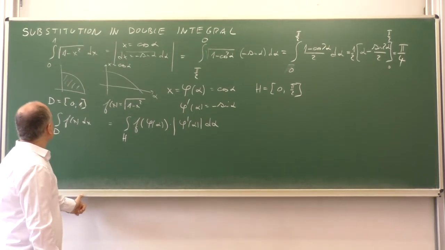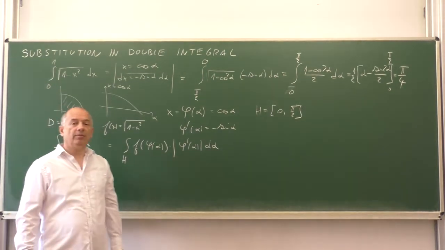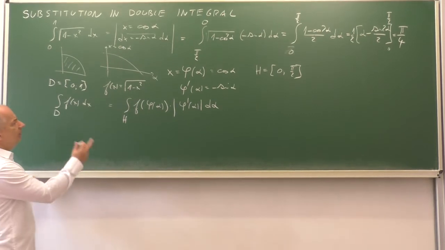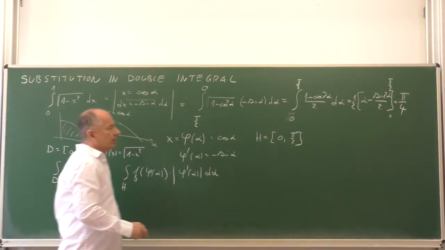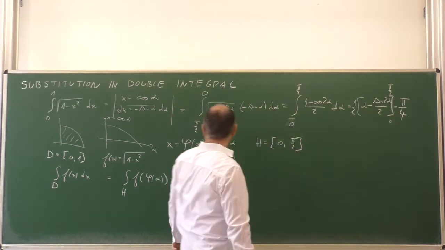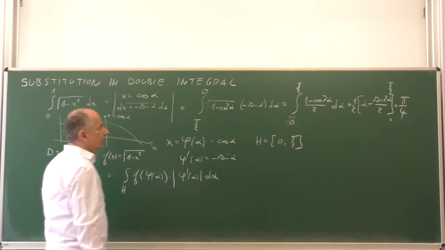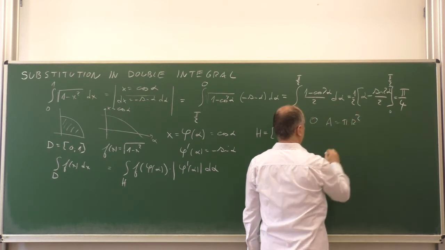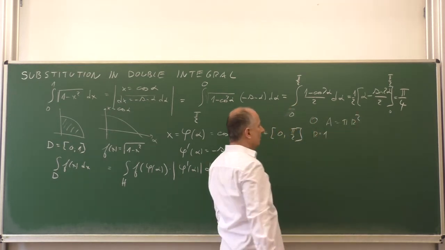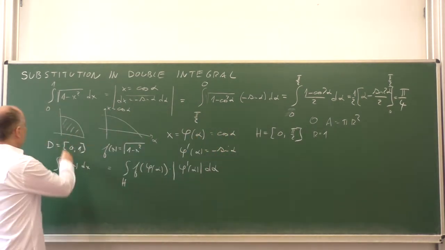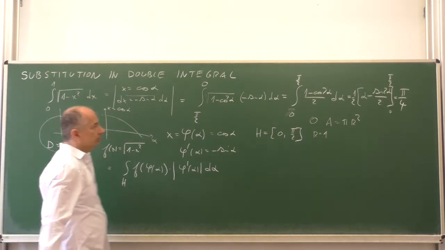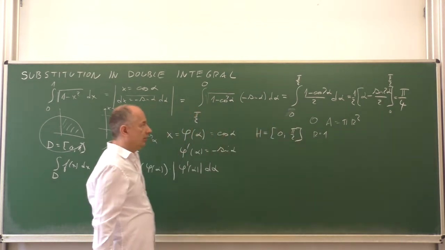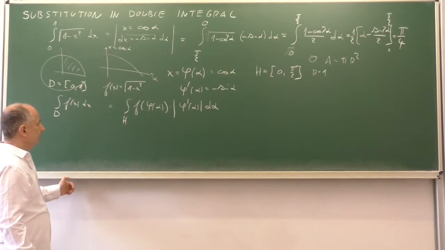So that was step number one, step number two. And step number three is one simple example of a two-dimensional integral. But before we continue, we can check the result using this simple geometrical formula. We know that the area of a circle is pi r squared. In our case, r is 1, so the area is pi, and we have only one quarter, so the area is pi quarter, in full agreement with the geometrical interpretation.